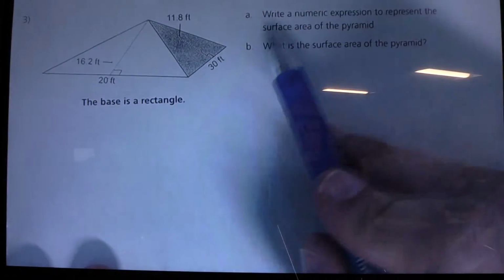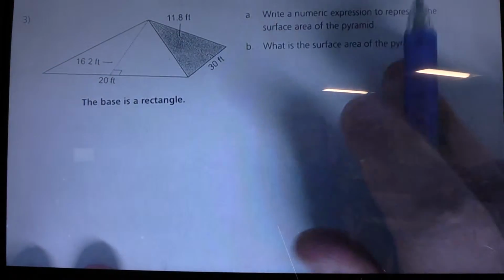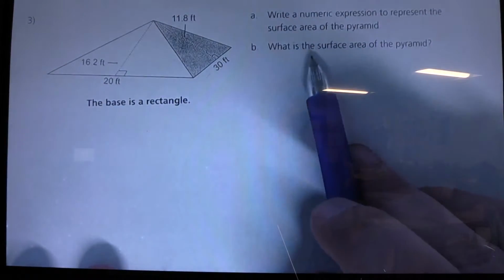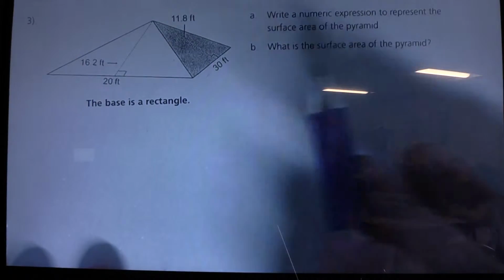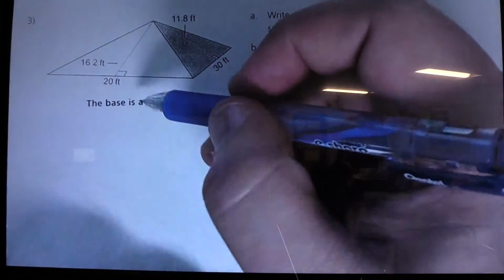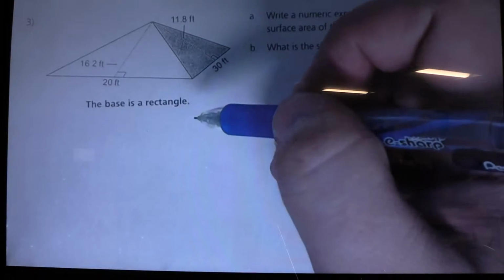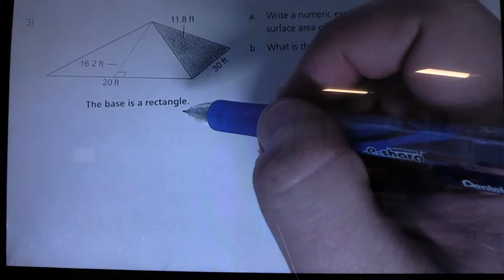Alright, it says, write a numeric expression to represent the surface area of the pyramid. Then we need to tell what is the surface area of the pyramid. Well, let's look at it. We have a rectangular pyramid, and that's important to know. That tells us how many sides this thing has.